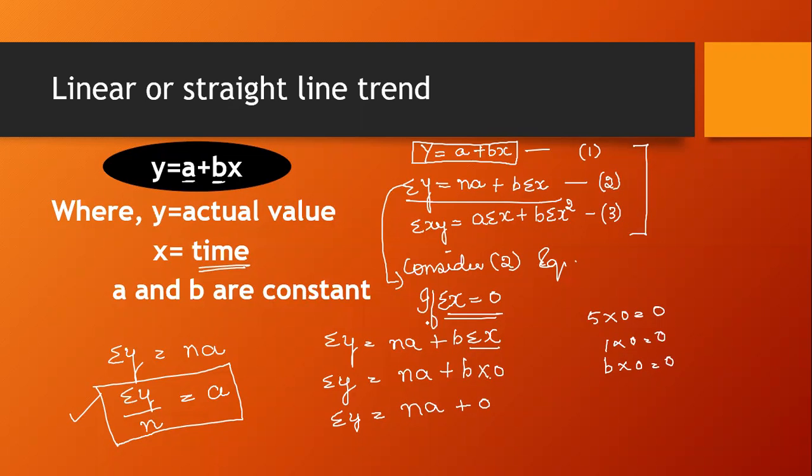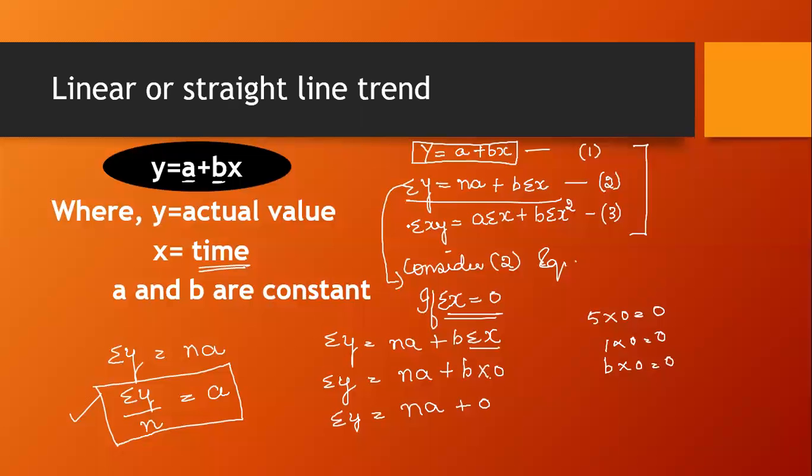Next, we have to find the value of B. Once the value of A you got, based on the calculation, based on the equation, the formula is A is equal to summation y by n. This is the formula. Next, you have to find the value of B.